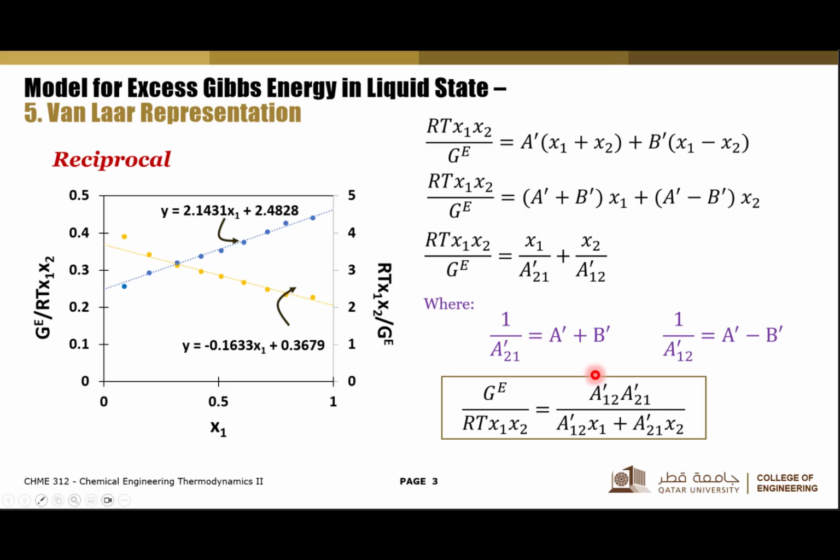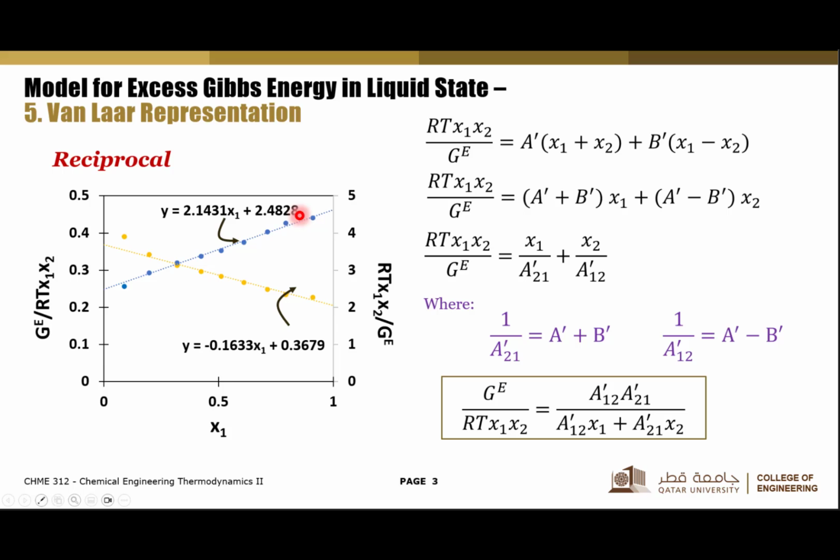So from there, we can write this same expression, we can flip it over, and we can write it in terms of GE over RT x1, x2 with these new parameters, which are A prime 1, 2 and A prime 2, 1. So why do we flip it like this? Because we're going to use the summability relations that we talked about in the last lecture. That has x1 natural log activity coefficient 1 plus x2 natural log activity coefficient 2. So that's going to equal this. And from that, we can get the activity coefficient based on this model.